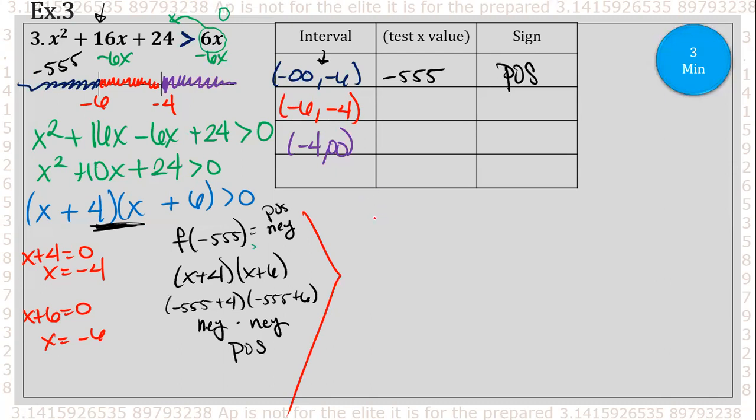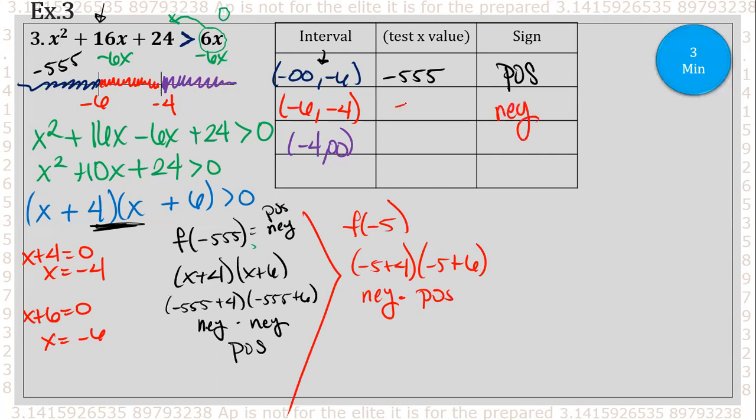The next number that I see is, let's go ahead and go with the only number that's there, without going into decimals, I could see is f of -5. And it's going to be -5 plus 4 and -5 plus 6. And you can probably see this a lot easier. This is negative, and this will be positive. And when I multiply those together, I get a negative. Oh, sorry, the number I picked was -5.